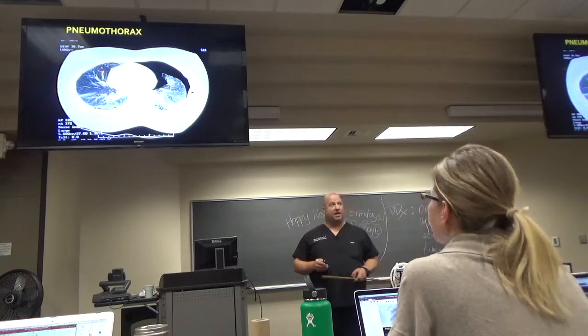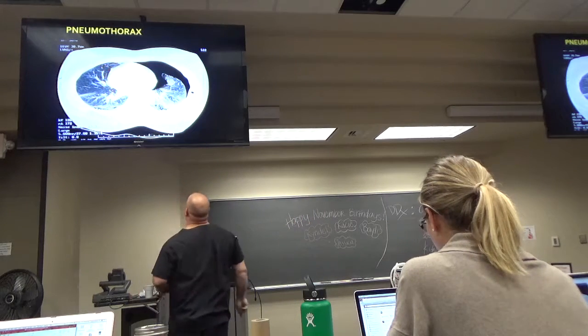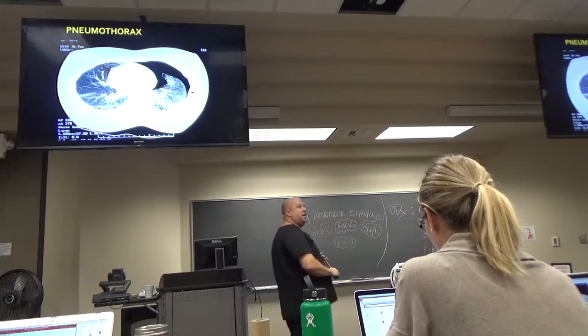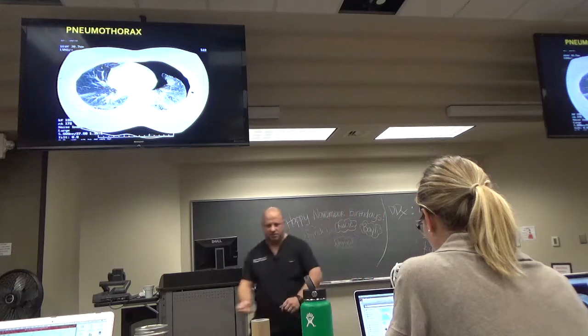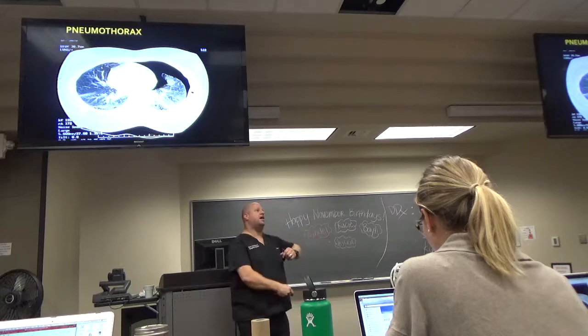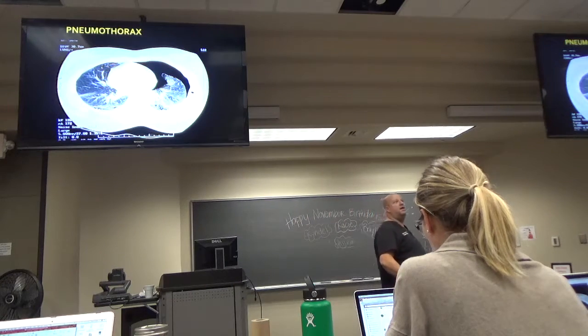See how black that area is? I mean, it's pretty easy. Obviously it's easy as pie to see a pneumothorax on a chest CT. What image is that? What plane is that? Those are axial images, okay? And what window is that? That's a lung window, okay?